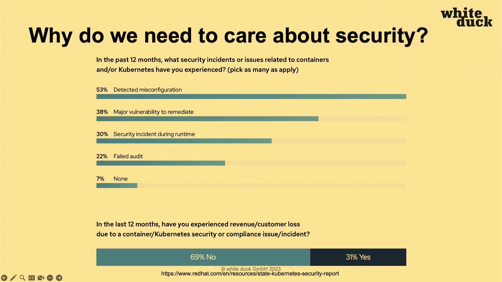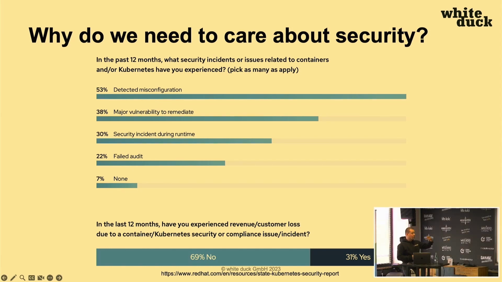This is a report from Red Hat from, I think, the end of last year, where they shared some numbers and basically, yeah, we still need to improve. So we have many issues related to misconfiguration, to security vulnerabilities, security incidents during runtime. So for me, at least pretty high numbers. And also talking about issues related to container and Kubernetes security, compliance issues, which led to customer losses or revenue losses, is up to more than 30%. So also, in my opinion, a very high number.